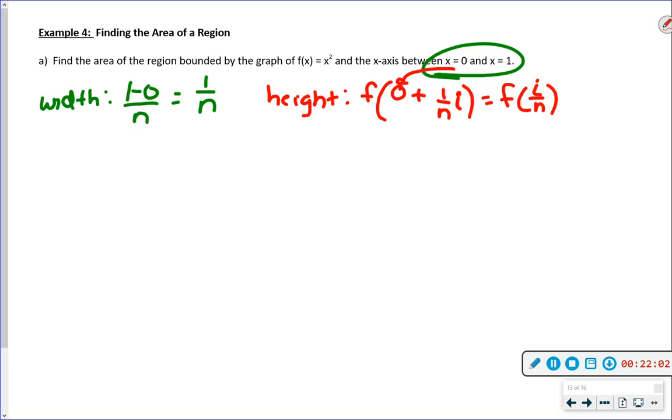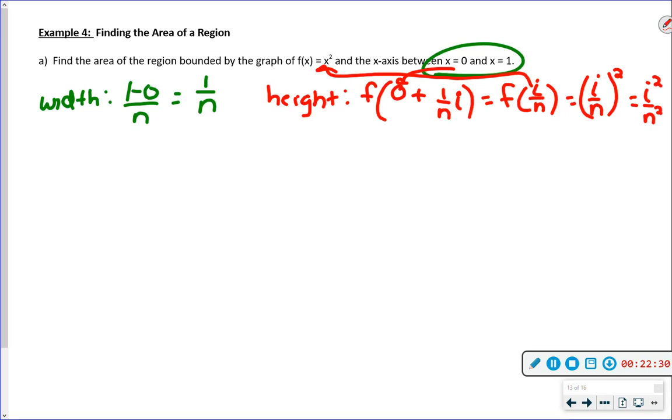I'm still going on the height here, my friends, because I'm going to go ahead now and put that into f. So I'm going to replace the x with i over n. I'm going to have to square that. So I'm putting this into the f function, evaluating the function. So I'm just going to go i squared over n squared. Okay, so you've got the width, you've got the height, we're ready to go.